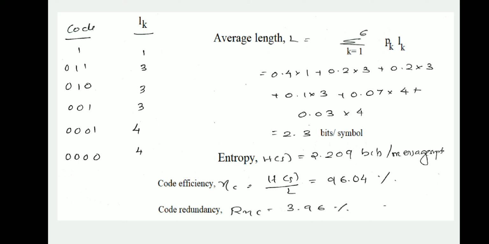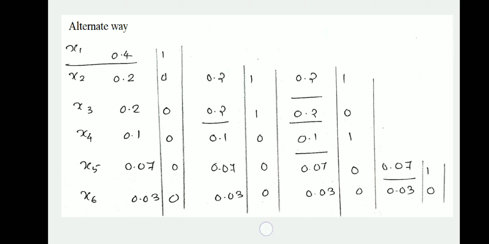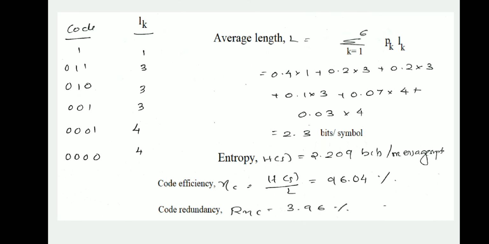Then we can find the code length. You can find the average length using the equation probability into code word length. Then we find the entropy. After finding the code efficiency, we see that the code efficiency here is also 96.04%, and the redundancy is also 3.96%. So in both ways we can find the code efficiency as well as the code redundancy, and in both cases the efficiency and redundancy are the same.